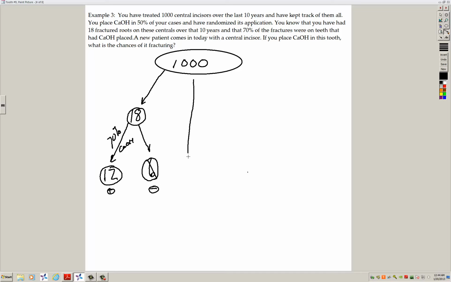Let's draw our disease healthy line. So of the 1,000 teeth that we've followed, 18 were fractured and 982 were not fractured. Of those 982, exactly half of them had calcium hydroxide placed, which gives us 491 teeth that have calcium hydroxide and 491 teeth that do not have calcium hydroxide.